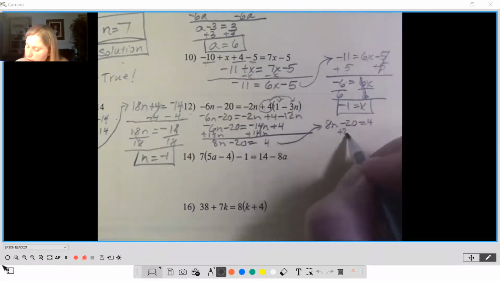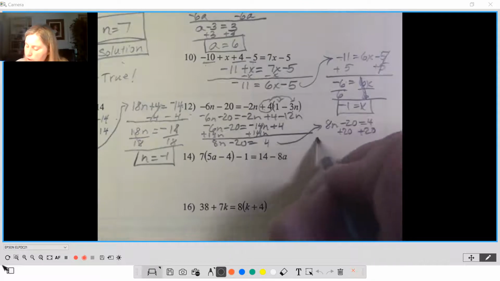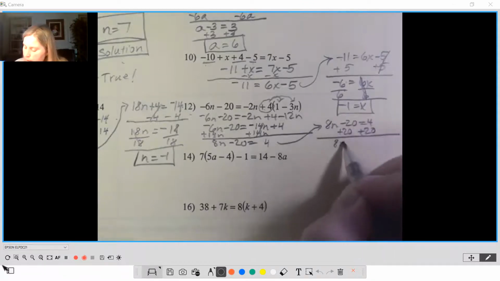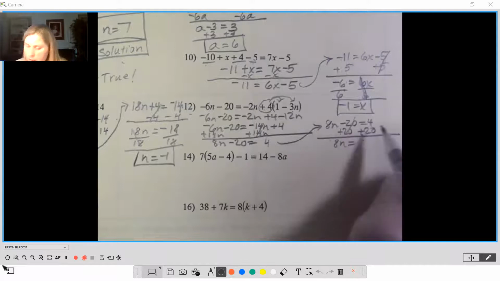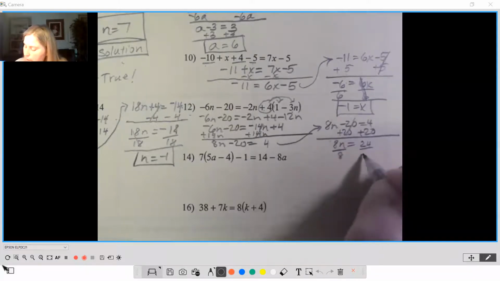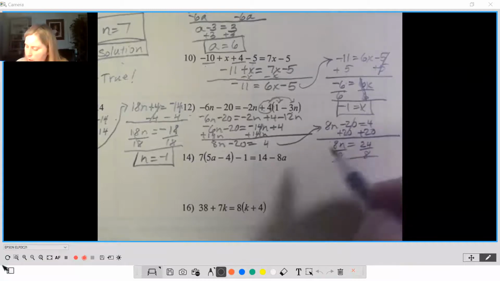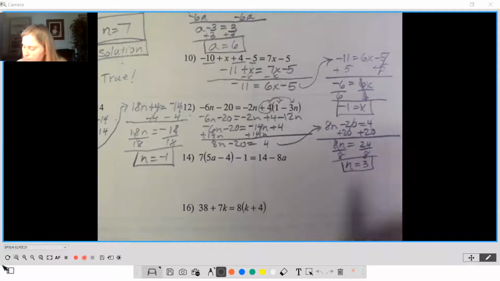Add 20 to each side because we're doing the order of operations in reverse. That gives us 8n equals, that cross cancels, 24. Divide each side by 8. I don't care what 8n equals, I care what n equals. So this gives me n equals 3.